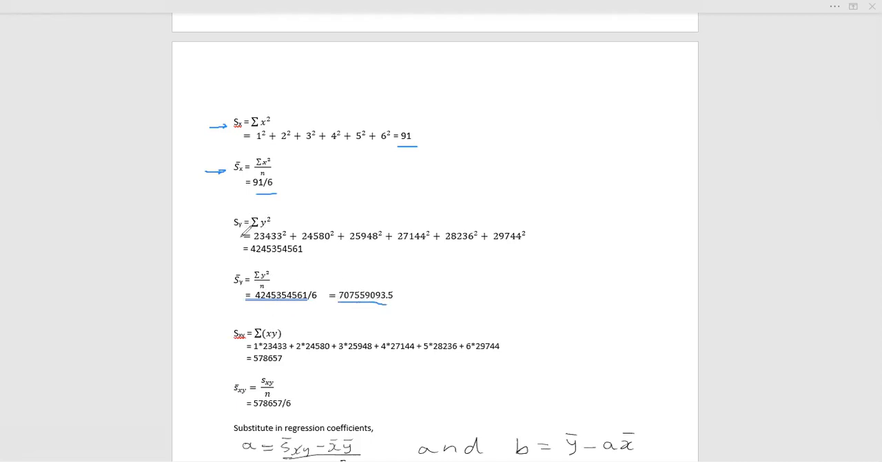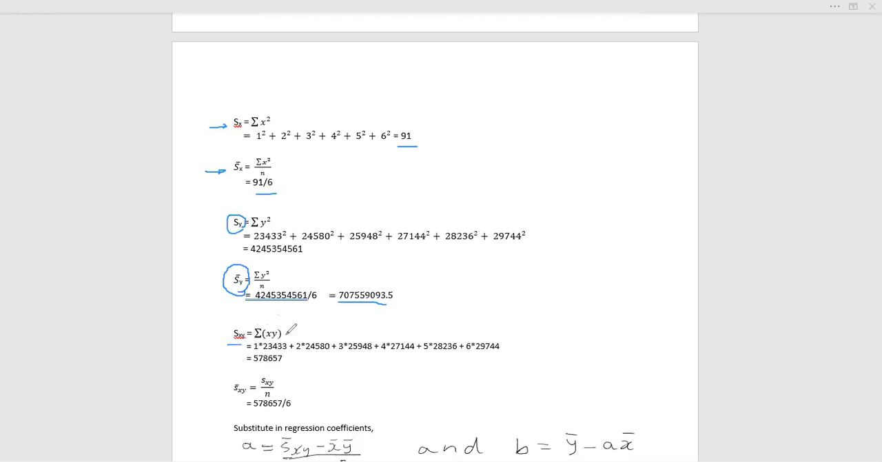You may notice this Sy or Sy bar does not appear in the formula for A. While we find it, we're gonna use that for another formula called the correlation coefficient. I'm gonna discuss that later. Anyway, Sy and Sy bar we need for some other purpose, not for the regression line, right?